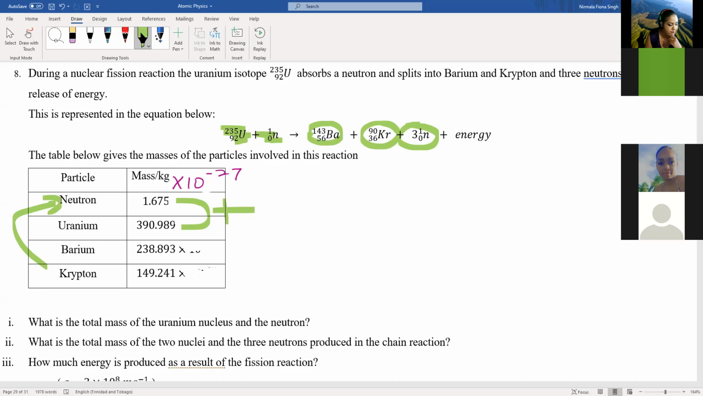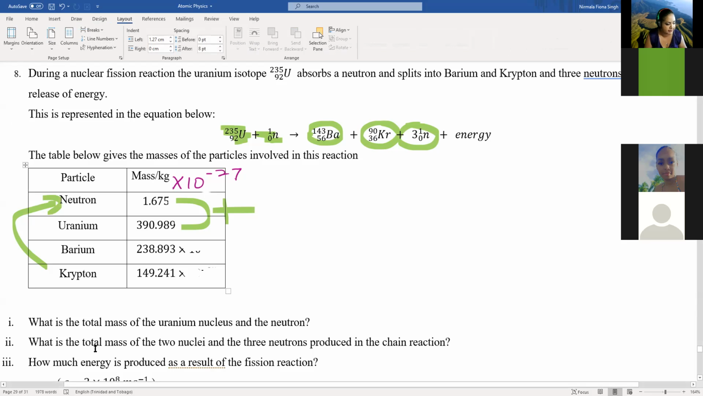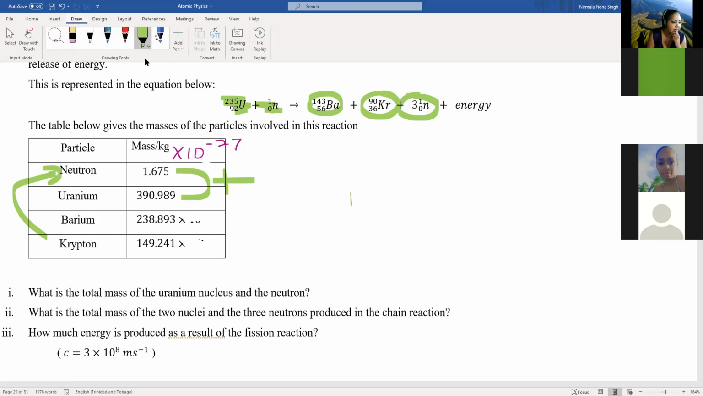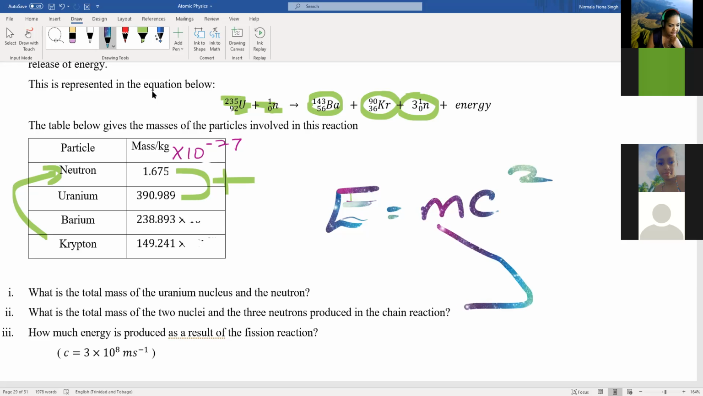How much energy is produced as a result of the fission reaction? So how do we get this? We want to work out energy. Energy of your reaction is E equals mc squared, and the m here would be the mass of all my particles together. So it would be the mass from part 2, which is the mass of all my nuclei and the 3 neutrons produced in the reaction.